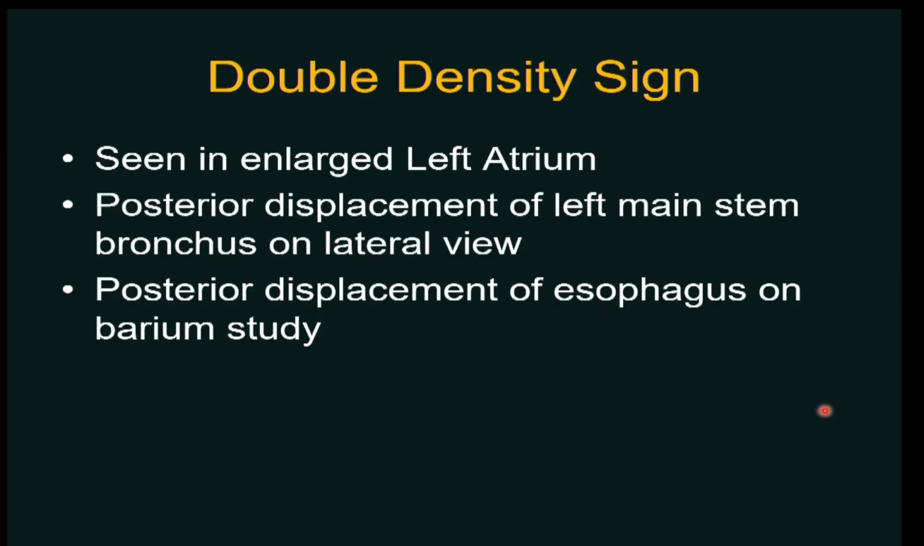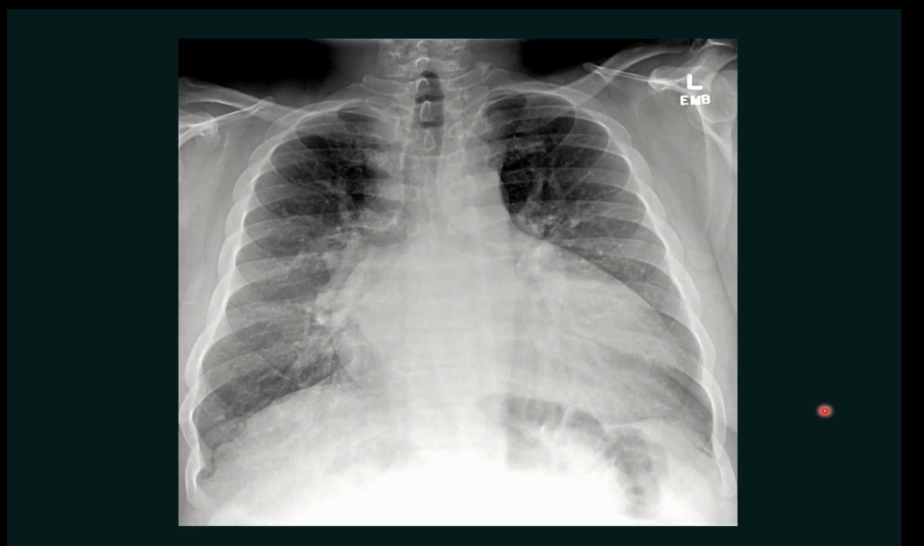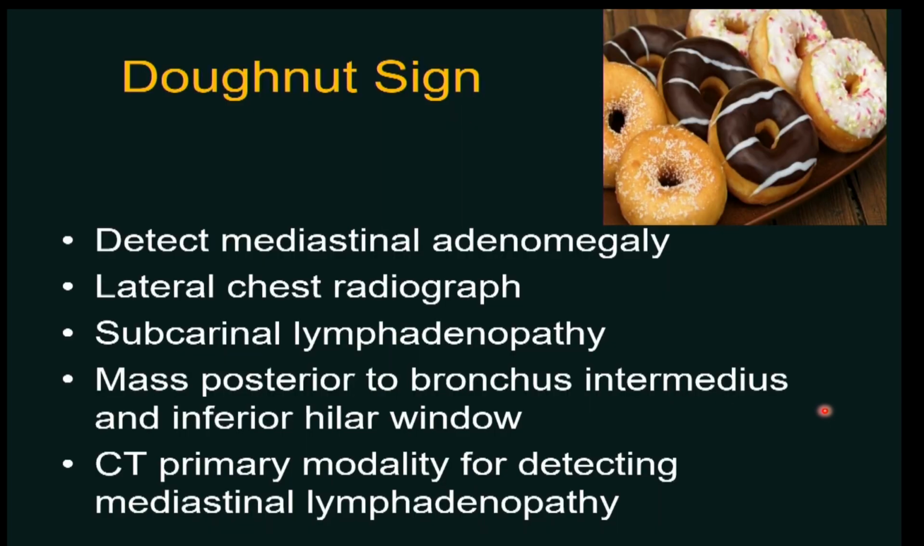Double density S sign, it is a very, very simple thing, usually seen on a posterior anterior chest radiograph, wherein the left atrium is enlarged and it appears as a double density on the shadow of the heart, and it is usually seen by splaying of the main bronchi, splaying of the carina. Okay, so there is widening of the carinal angle, and if you do a barium swallow, you can see the esophagus is indented and displaced posteriorly. So this is part of the conventional radiology, but it is important from the exam point of view.